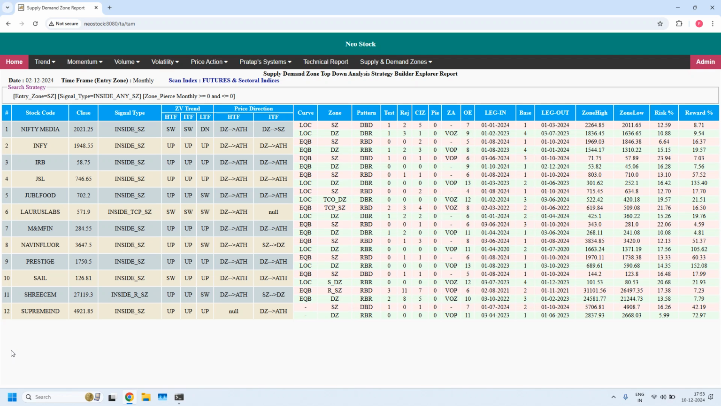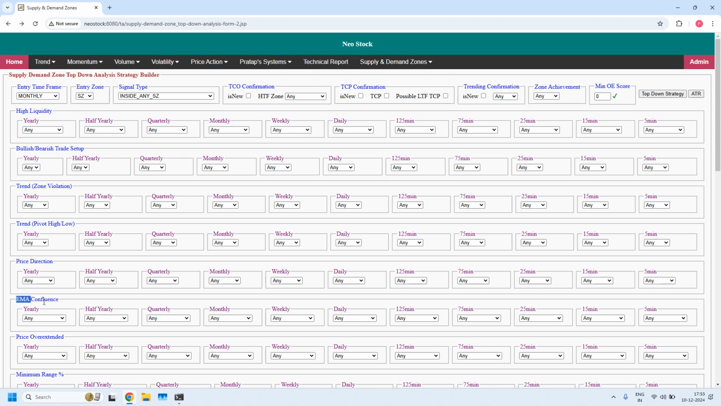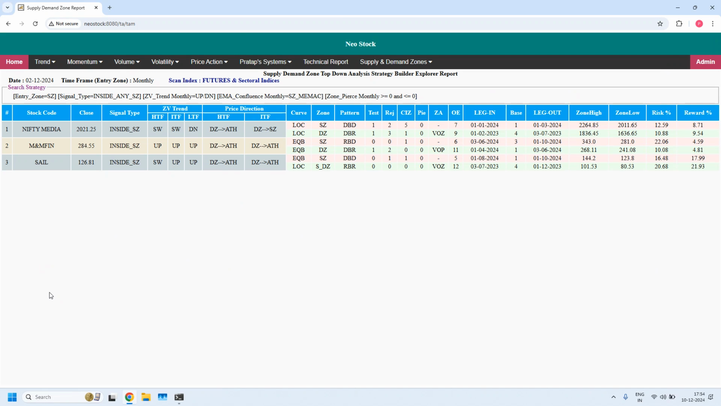In these stocks, how many of these monthly supply zones are having monthly EMA Confluence? Let's filter them. In the EMA Confluence, monthly time frame, monthly supply zones having monthly EMA Confluence. And also trend should not be sideways. So in the trend monthly time frame, selecting up or down trend. Now we got 3 stocks. These 3 stocks are having monthly supply zones with monthly EMA Confluence and price closed inside monthly supply zone.